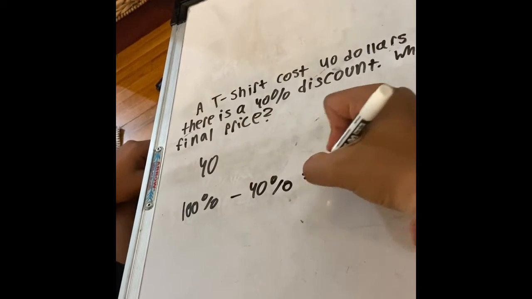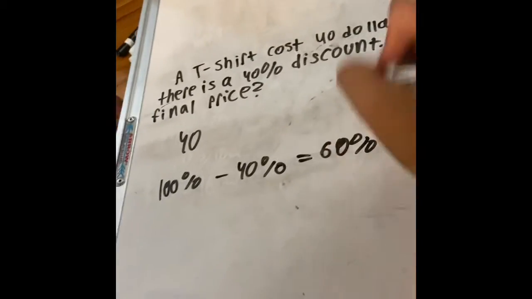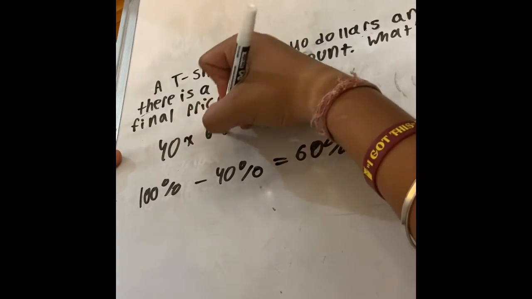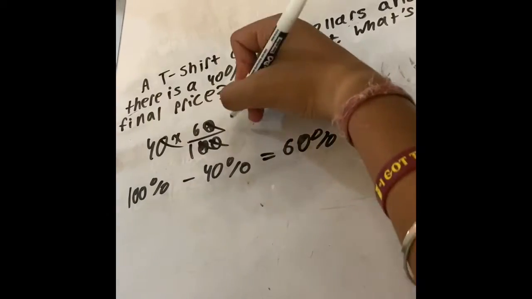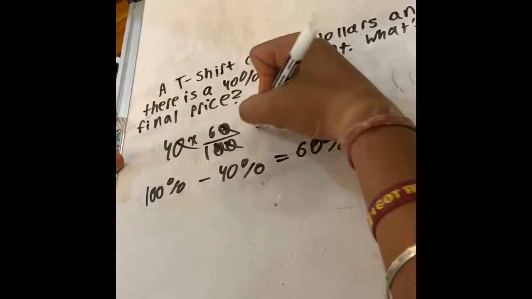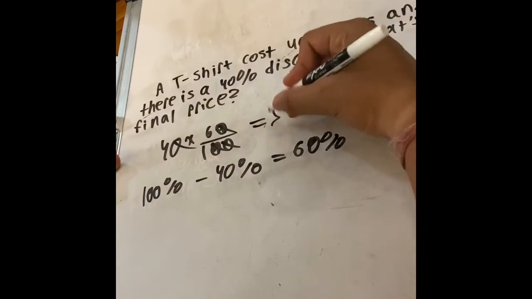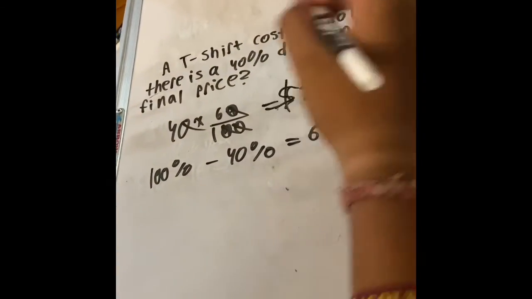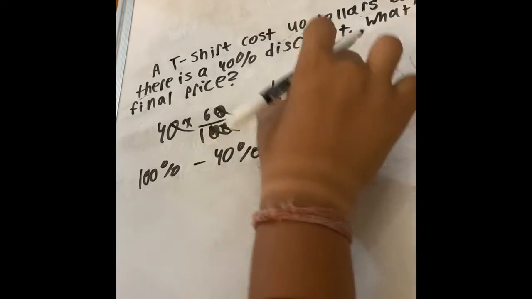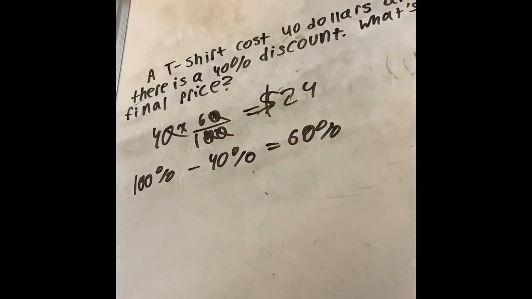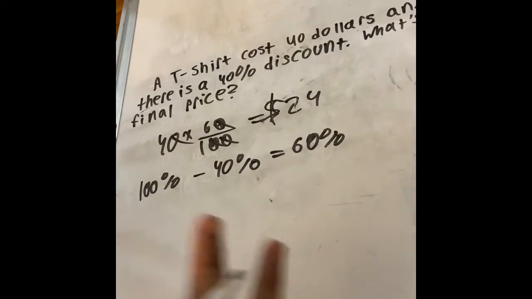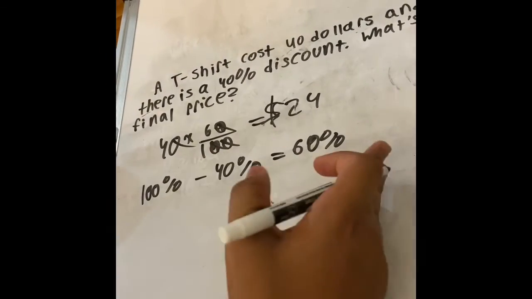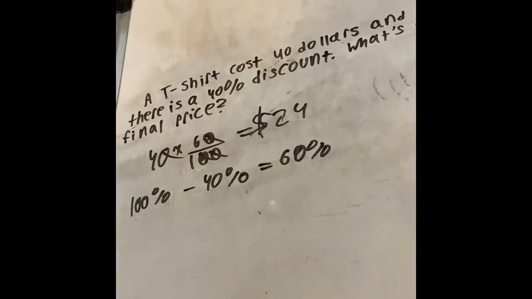Now what does this leave you with? 60%. So 60% of 40 is going to be the amount. So we cancel out all the zeros, and $24. And if you check back, you will see that this is the same amount we got when we did it the traditional way. So they both work. However, if you're taking a timed test, then this is probably the way to go.